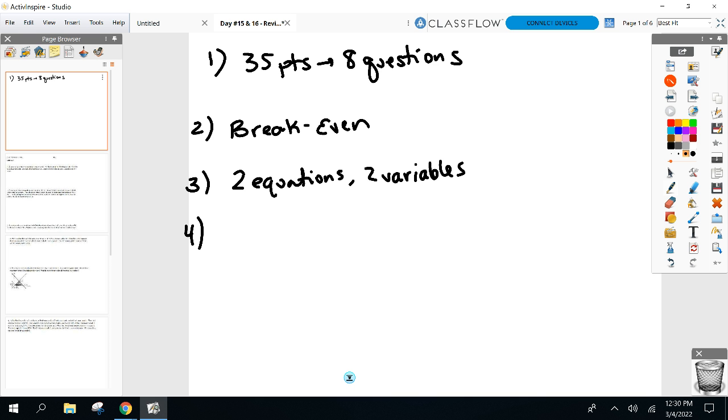Mixture problems. I need 20% of this solution and 30% of this, and I want to mix it together and get a 10% solution of this. Motion. Going with the wind, against the current, with the current.